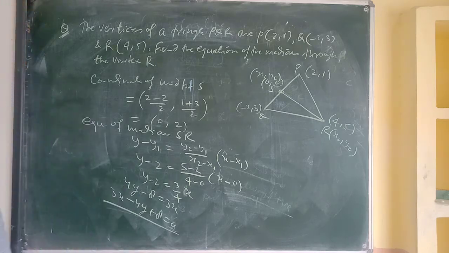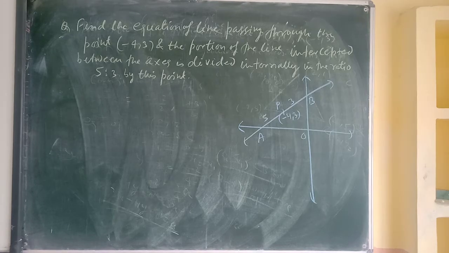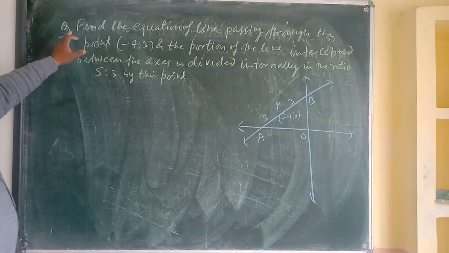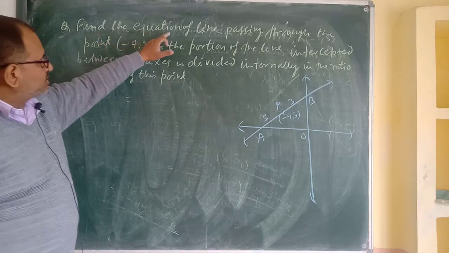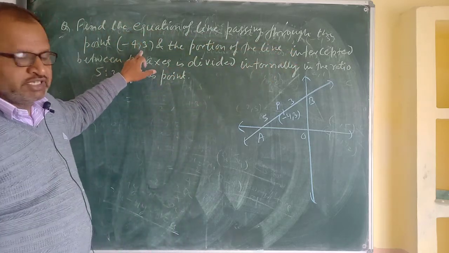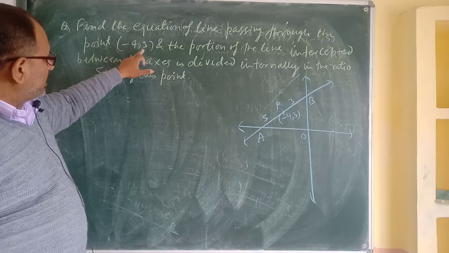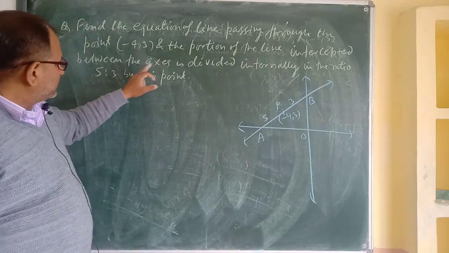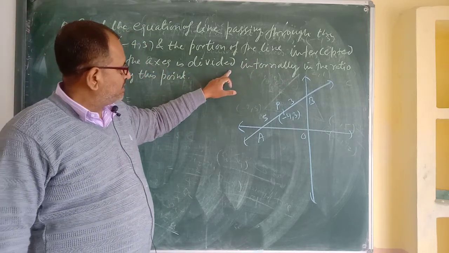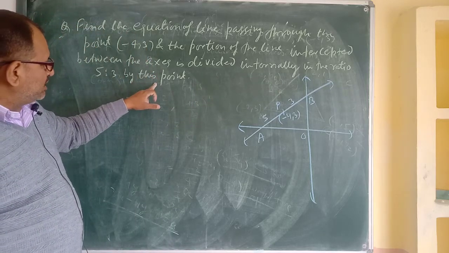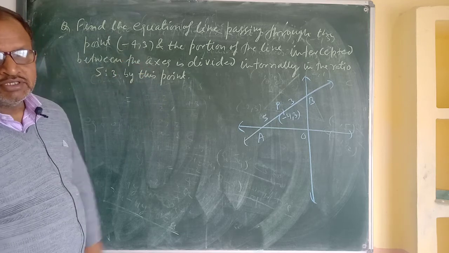So we will take one more question. See this question. Find the equation of the line passing through the point (minus 4, 3), such that the portion of the line intercepted between the axes is divided internally in the ratio 5:3 by this point. By this point means by (minus 4, 3).